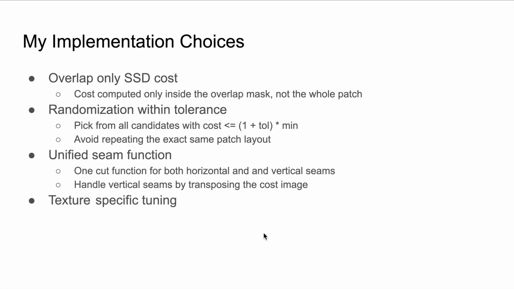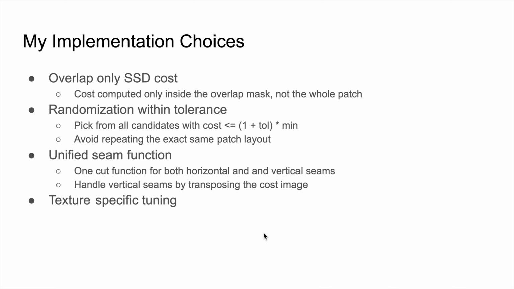Before going into some of the examples of the images that I was able to generate, I wanted to go into the implementation choices that I made specific to my code. Firstly, when I computed the SSD, I only looked at pixels inside the overlap mask, and this follows the idea from the paper, but also keeps the computation focused exactly where we care about continuity.